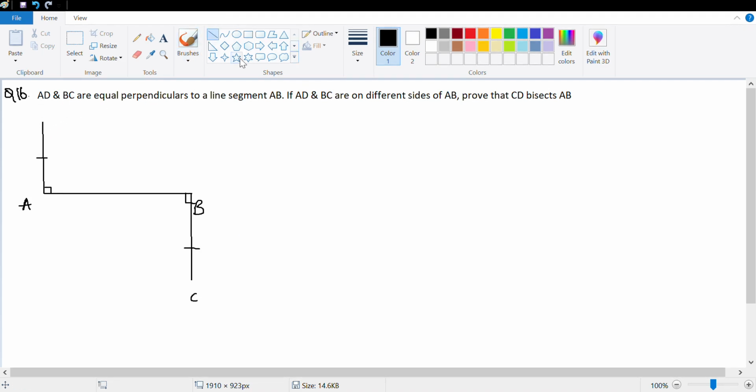So this was D. I need to prove that CD bisects AB. Let's join them. Perfect. So what do we have to prove? In our mind, we need to be clear what we have to prove. Let this point be X. We need to prove that AX is equal to BX. That's what we need to prove, that it bisects the line segment AB.